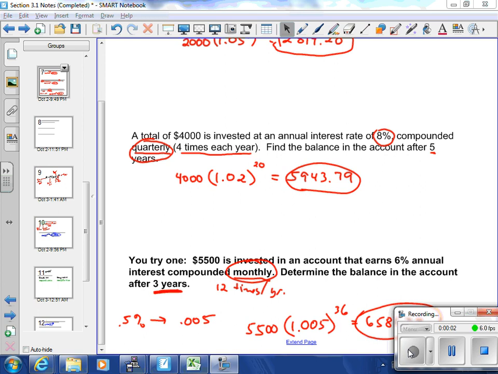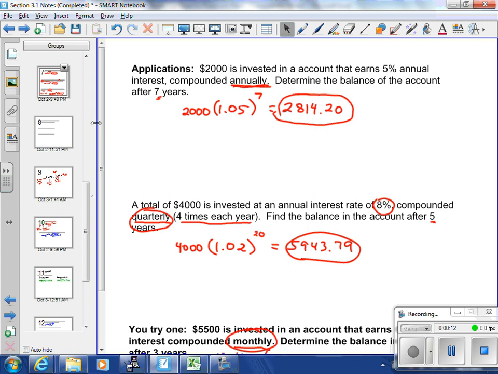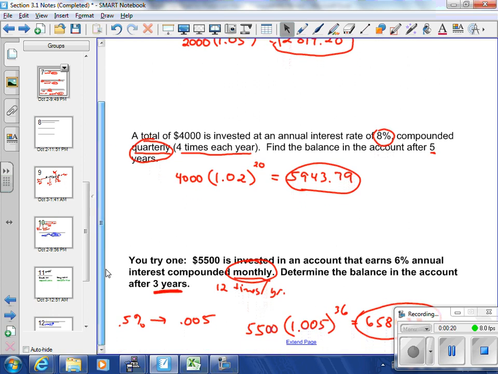Okay, so our third final video for section 3.1, just to show where we left off here. We did these different compound interest problems. The first one, we had interest compounded annually. Second one, we had interest compounded quarterly. And the third one, we had interest compounded monthly.